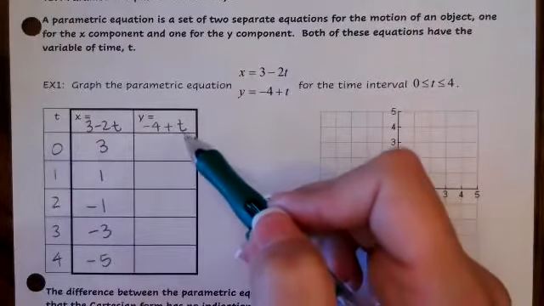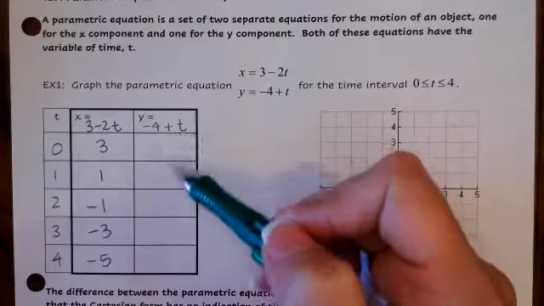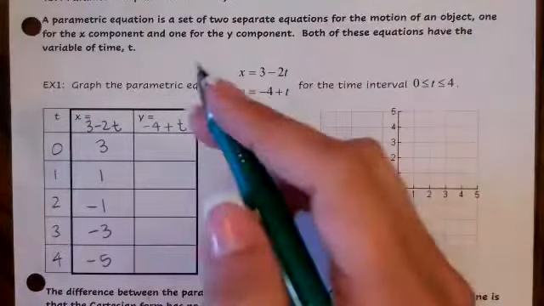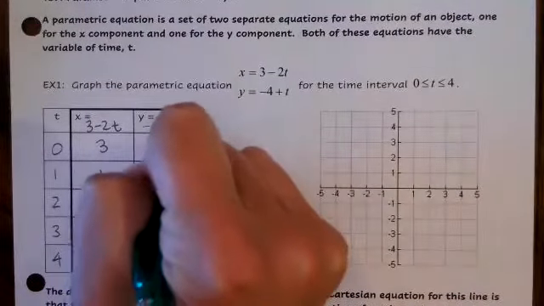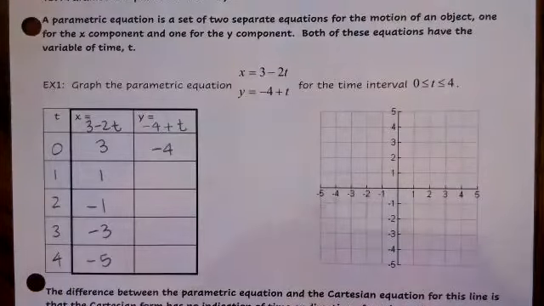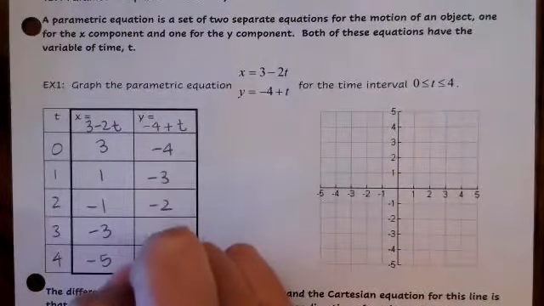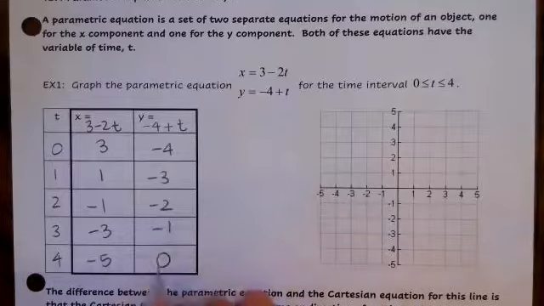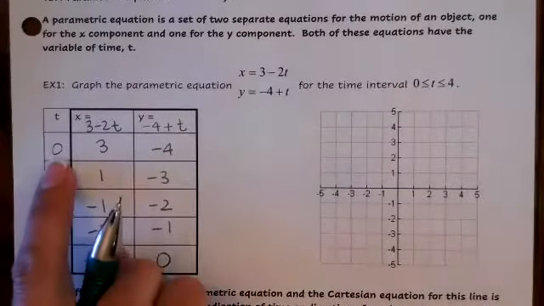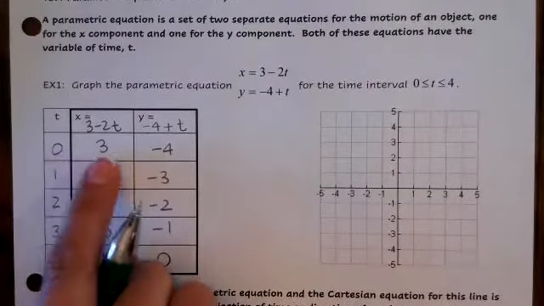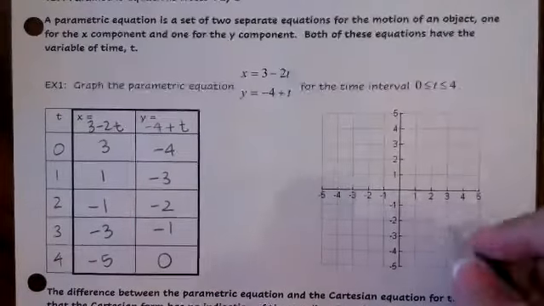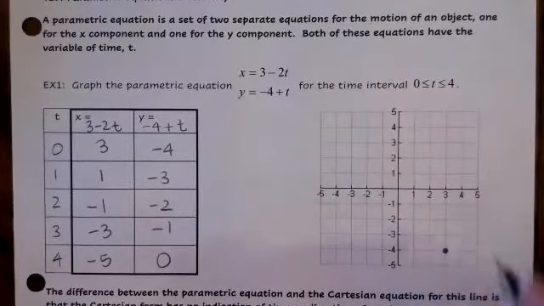Now we would take these t values and plug them in for the t to find our vertical values, or our y's. And so we get -4 plus 0, which is -4, -4 plus 1, which is -3. And then we continue to plug that in and we get -2, -1, and 0. With a parametric equation, that time component is important. So we are going to start graphing these, and we start graphing them in order. For time 0, it's 3 and -4. So that's the first point I'm going to plot here.